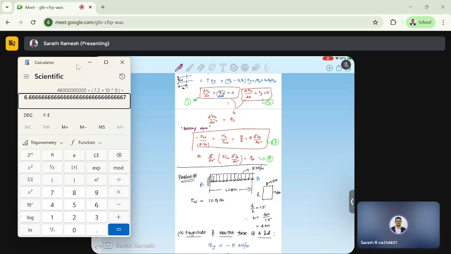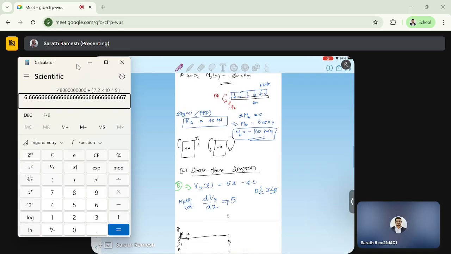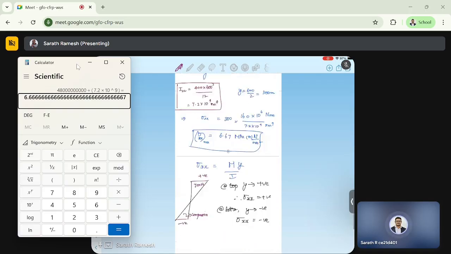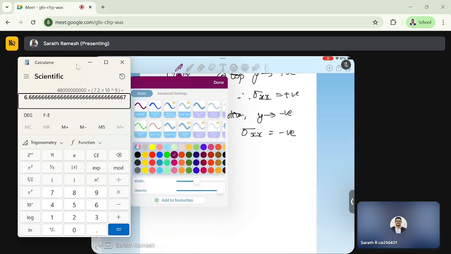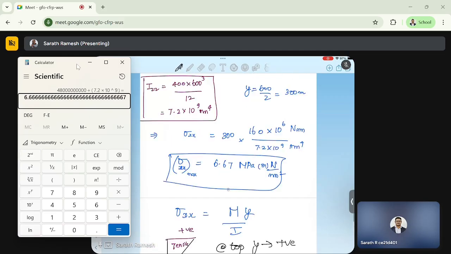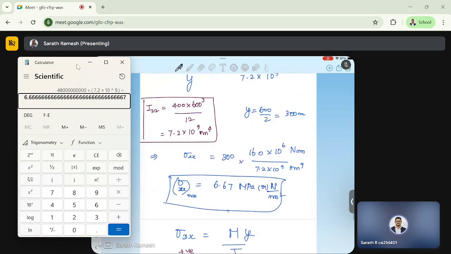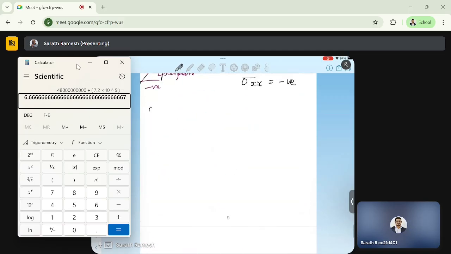Next question is what is the maximum value of shear stress. Subdivision number F, the maximum shear stress.